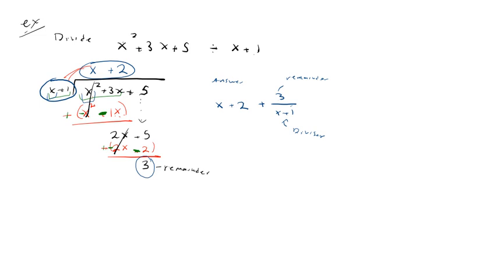Your remainder goes over like a fraction. Like this. The remainder, whatever the remainder is, is the top of the fraction. The bottom of the fraction is the thing you are dividing by.